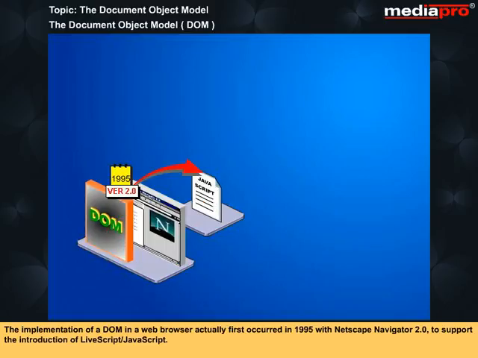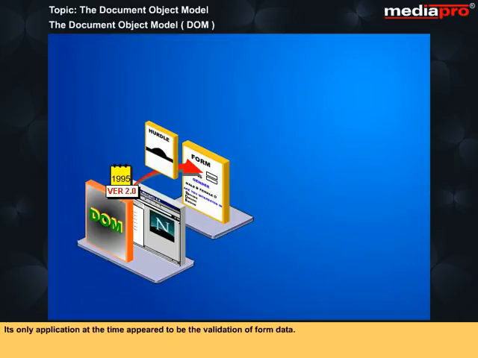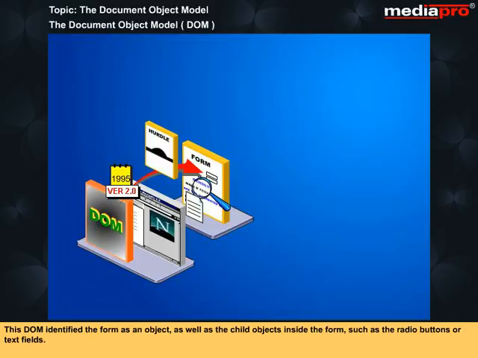The implementation of a DOM in a web browser actually first occurred in 1995 with Netscape Navigator 2.0 to support the introduction of LiveScript, or JavaScript. Its only application at the time appeared to be the validation of form data. When a form was submitted, fields could be checked to see if they contained the right kind of data. This DOM identified the form as an object, as well as the child objects inside the form, such as the radio buttons or text fields.